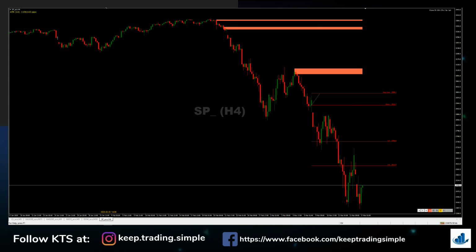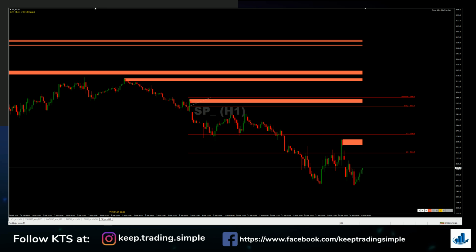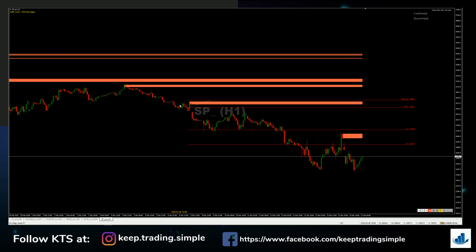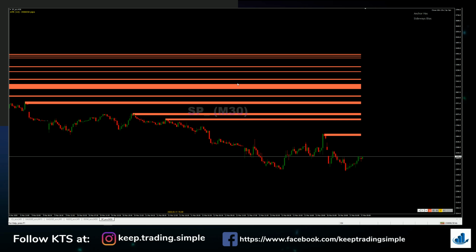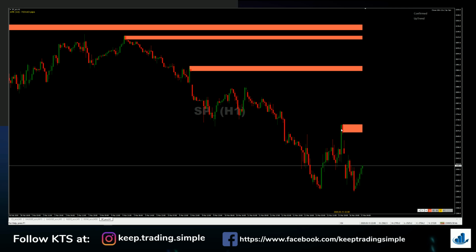S&P, I didn't really find much in this one that I was interested in. This one seems like it's been wickier. Again, the indicators are marking things off. I'll delete this up top now. Actually, it was the hourly on this one. So this one has the same thing.